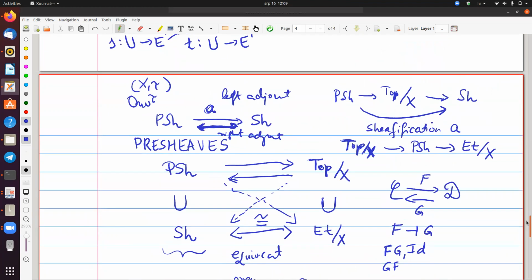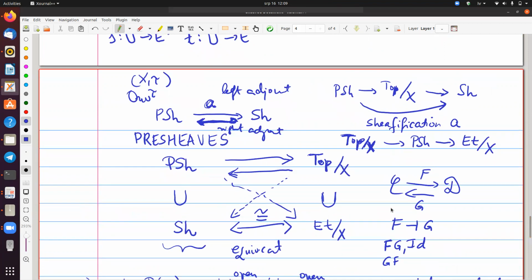identity is here on which category? I go for first G, then F, so identity is on D, and here is the identity on C. So I have from identity of C to GF, and from FG to identity of D. I have natural transformations. So this one is usually called the unit, and this is called a co-unit.